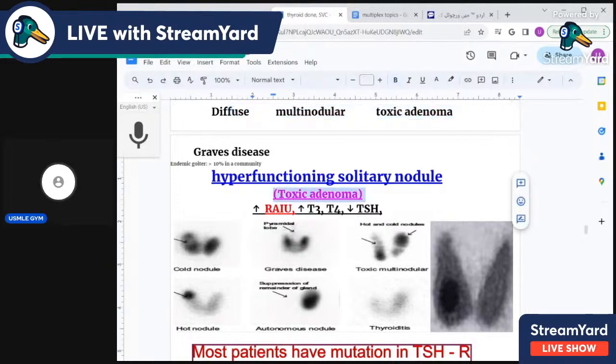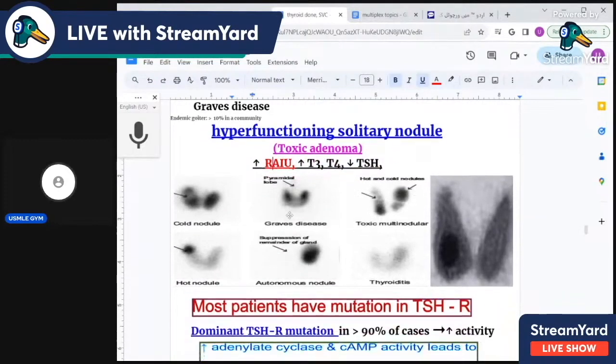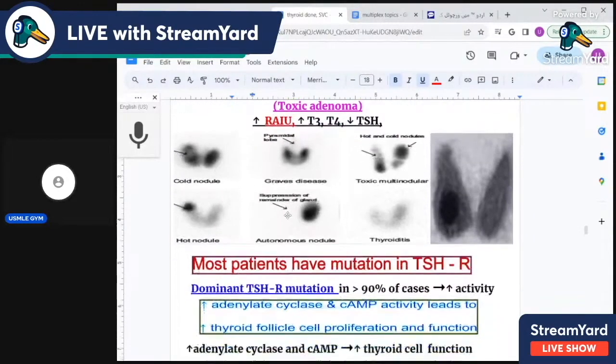The features of this one are that it takes more radioactive iodine. A cold nodule takes decreased radioactive iodine, but a solitary hot nodule takes more radioactive iodine, and there is increased T3, T4 with decreased TSH. This is the thyroid function in hyperfunctioning toxic adenoma. Another feature is that the rest of the thyroid gland, the thyroid tissue, is hypoactive.